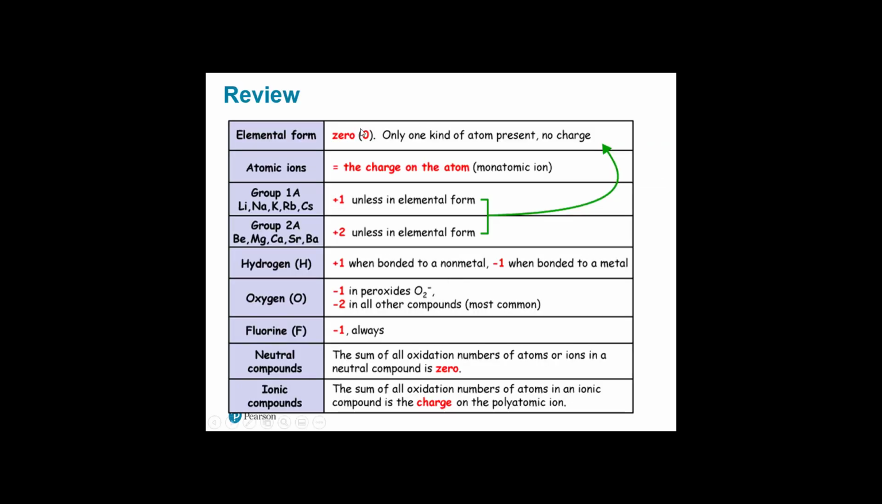Elemental form, 0. Any kind of atom that is in its elemental form, a gas, natural diatomic gases are 0s, solids are 0s. A lone metal by itself is a 0. So if you have iron, that's a solid, it's a 0. I think that's easy. Monatomic ions: atoms by themselves, the charge is the atom.